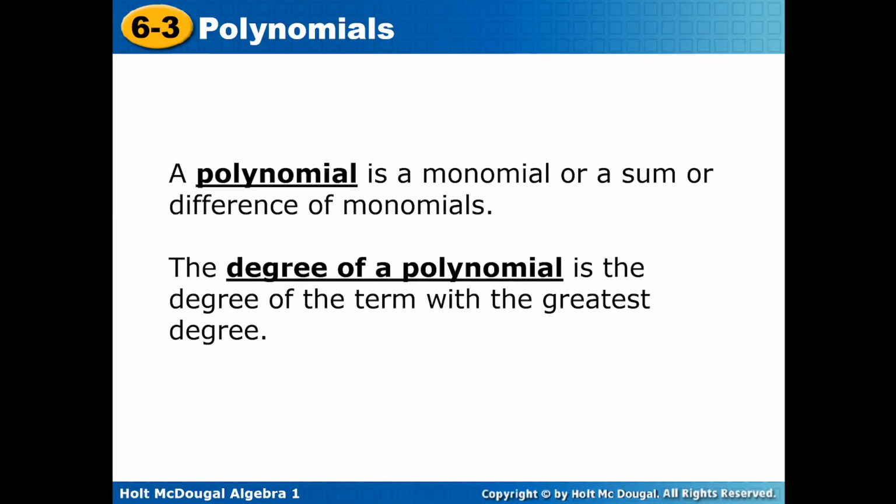Now, let's talk about polynomials for a moment. A polynomial is a monomial or a sum or difference of monomials. The degree of a polynomial is pretty easy. The degree is the term with the greatest degree. That means if we have 7 and 5, 7 is our degree of the full polynomial. Let's take a look at some examples.